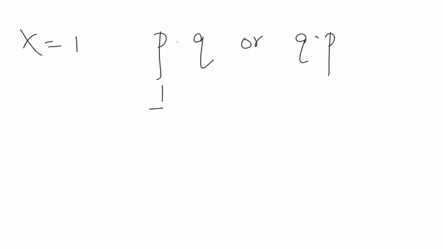Now the second case, when X is equal to 1, that is one tail out of two tosses. So it will be tails and heads, or heads and tails. So it will be 1 by 4 into 3 by 4 plus 3 by 4 into 1 by 4. If you just check this, it will be 6 by 16.